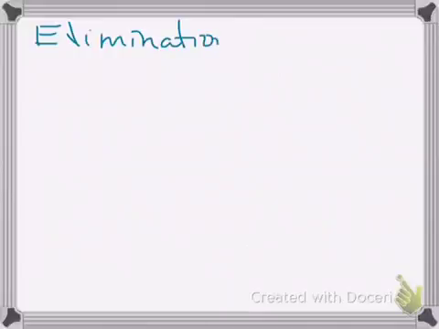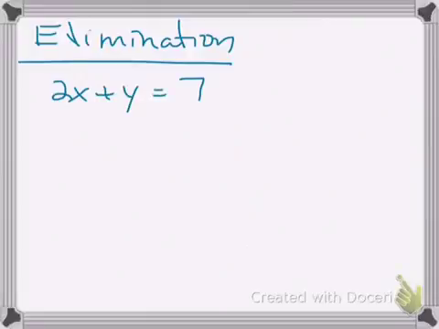Okay? What's another method that we looked at? Elimination. This is the method that most people like, because if the equation is set up for elimination, it's extremely easy to do, right? But let's do the same system that we just did. 2x plus y equals 7. X plus y equals 4.